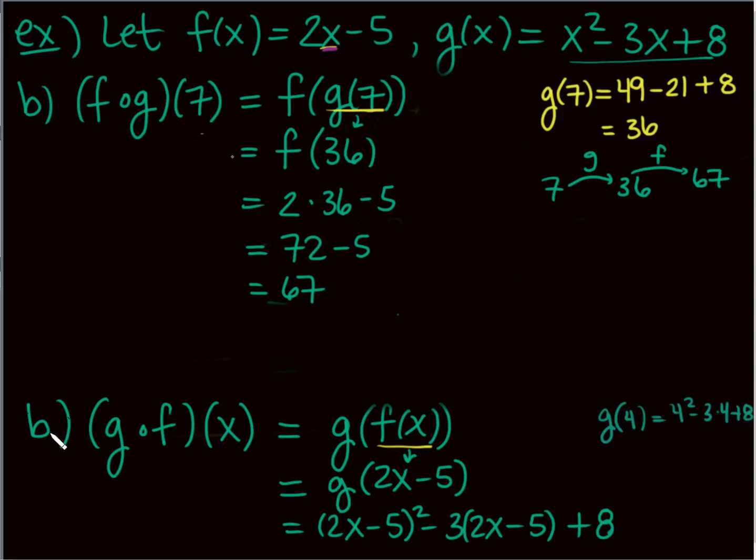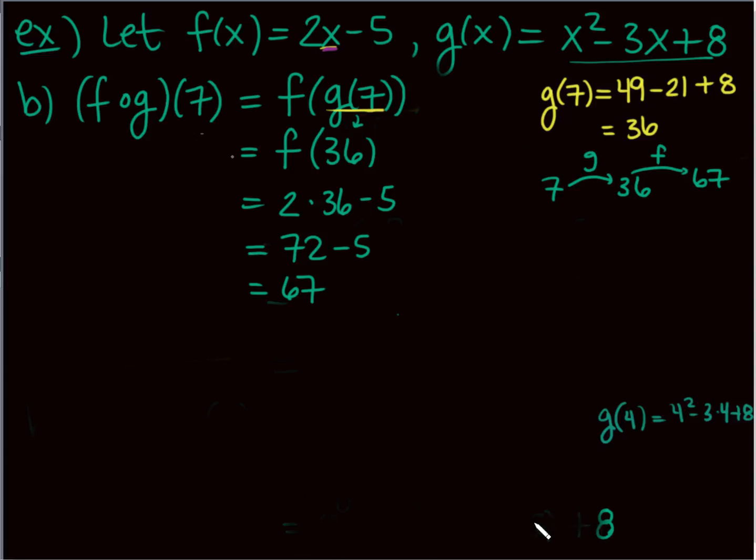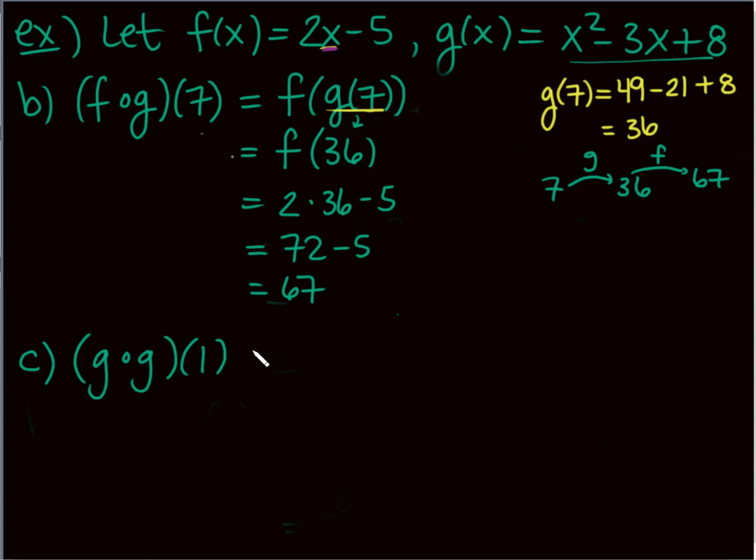What about, and we could do the same thing with g composed with f as well, if we wanted to do that. We do want to do it, it's just that we have other stuff to do, so I'm going to go to the next one. What about g composed with g of 1? Again, you're just going to follow the order here. Rewrite this. I really recommend rewriting this each time. I'm going to take g of 1.